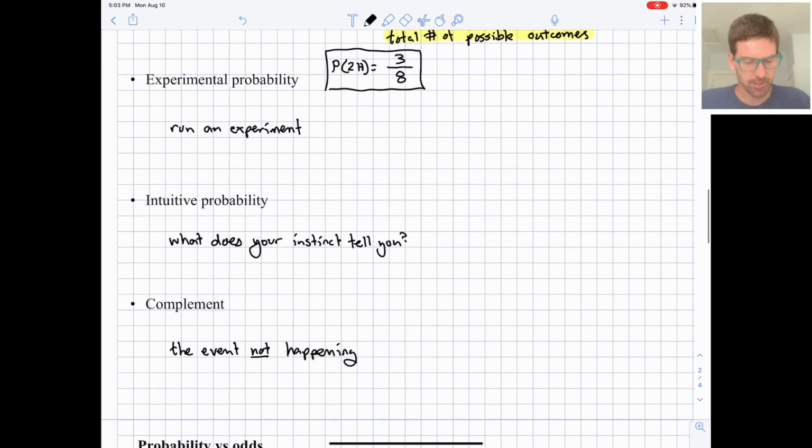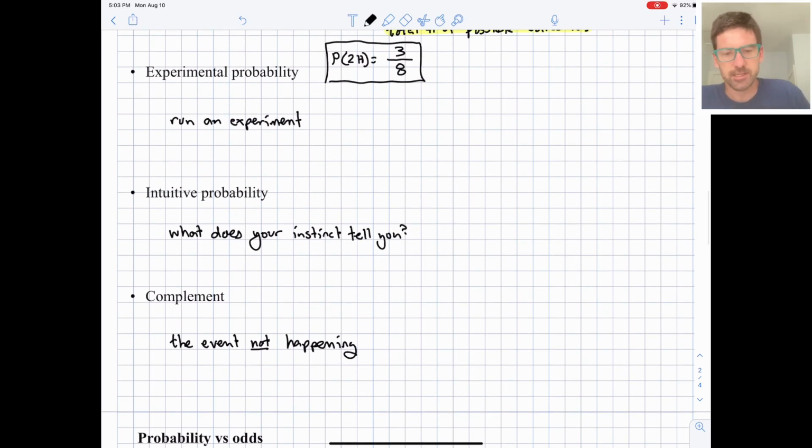And then the intuitive probability is what does your instinct tell you? Okay, and this doesn't mean it's going to give you the correct answer. Our instincts are often wrong. Our intuitions, especially in probability, are often wrong. But that is a valid form of probability to think about, is just intuitively, what do you think the probability of getting 2 heads might be?